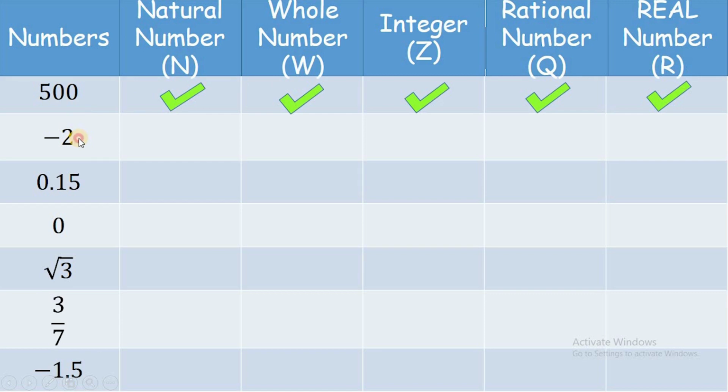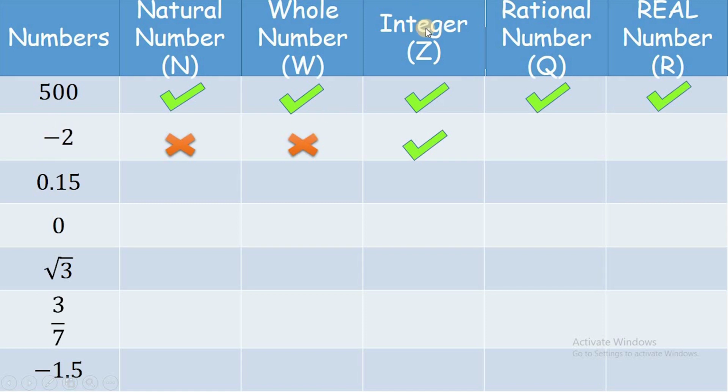And the next example is minus 2. Minus 2, or negative 2, is not a natural number, it is not a whole number, since whole numbers include natural numbers and 0. Since it is not a natural number and minus 2 is not 0, therefore it is not a whole number. And it is an integer because minus 2 is the negative of a natural number. That is, 2 is a natural number and we have a negative sign over here. So minus 2 is the negative of a natural number.